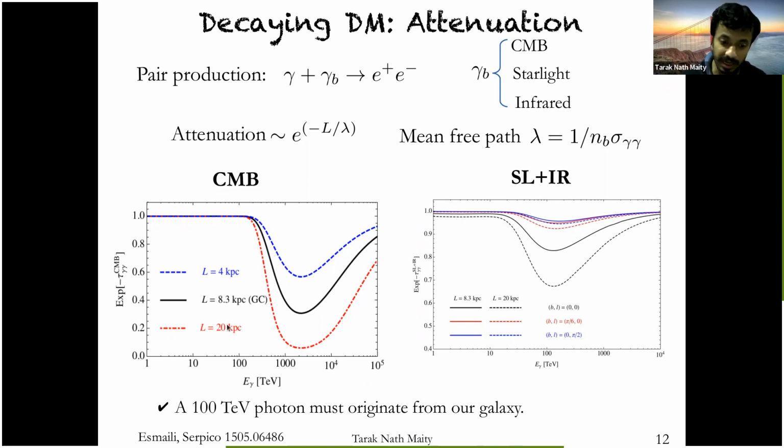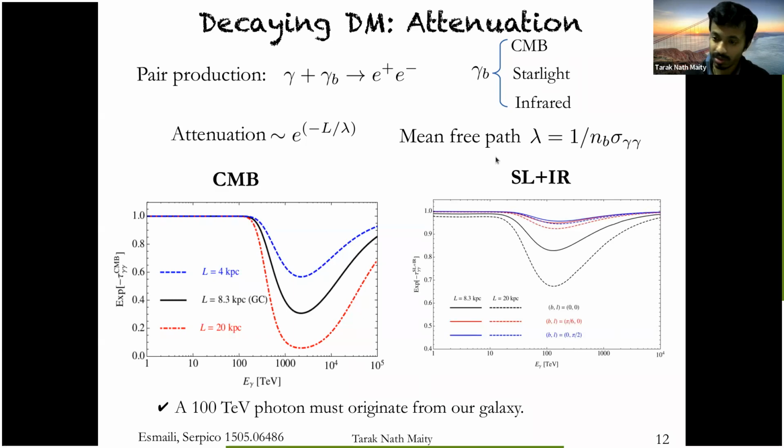Now, if you take this L as 750 kiloparsec, in the energy regime where Tibet is operating, the attenuation will be quite huge. So that's why I said, if you observe in the order of 100 TeV, the attenuation will be quite huge, and a 100 TeV photon must originate within our galaxy. This attenuation is due to the CMB.